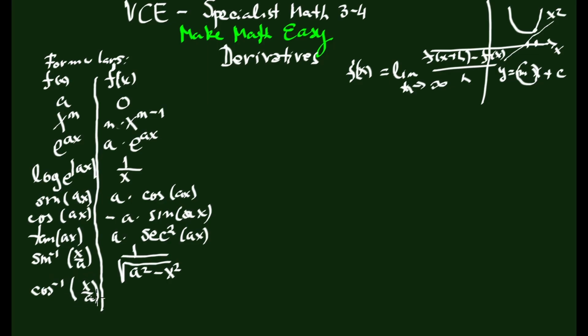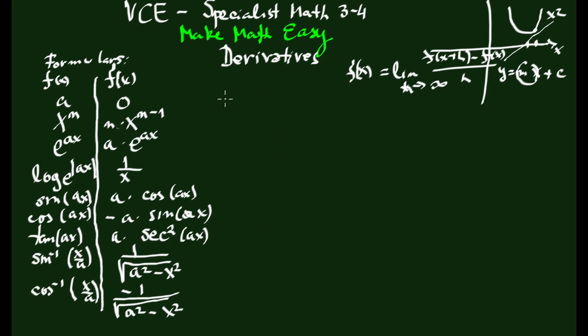Then we got minus 1 divided by the same, a square minus x square. So that's that.